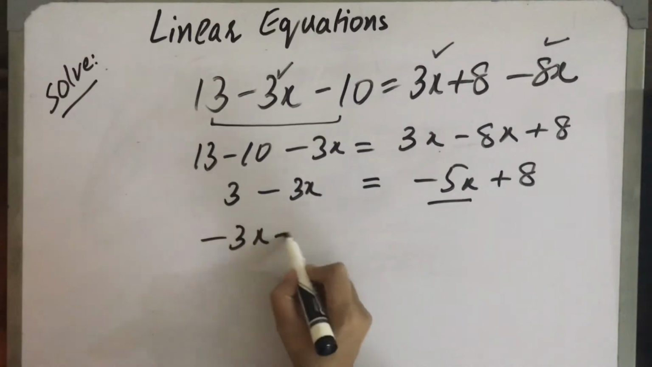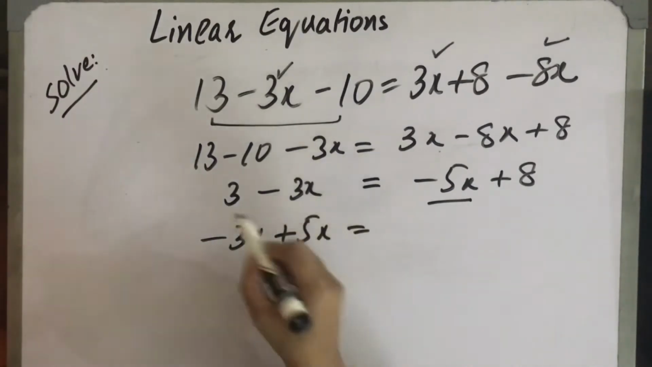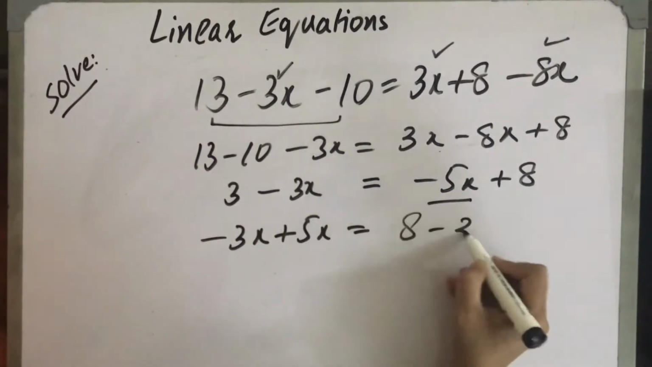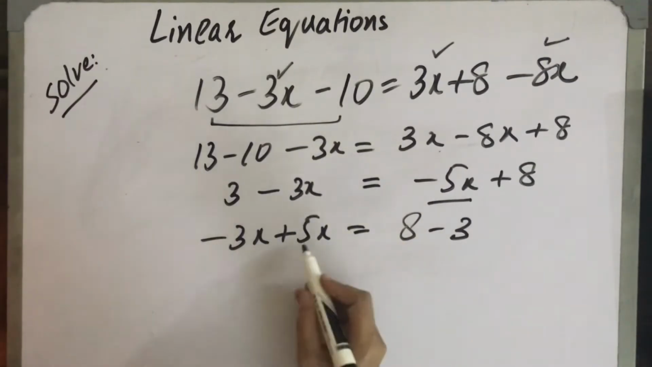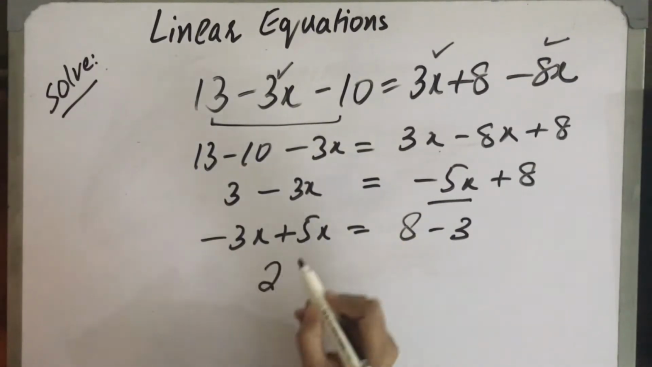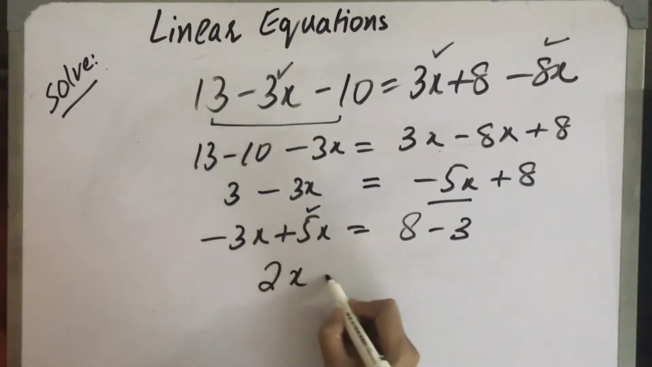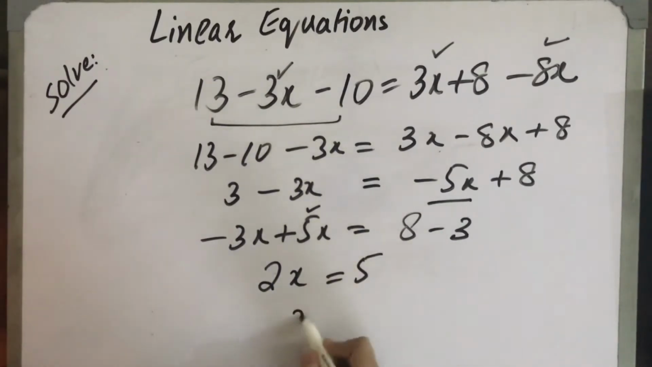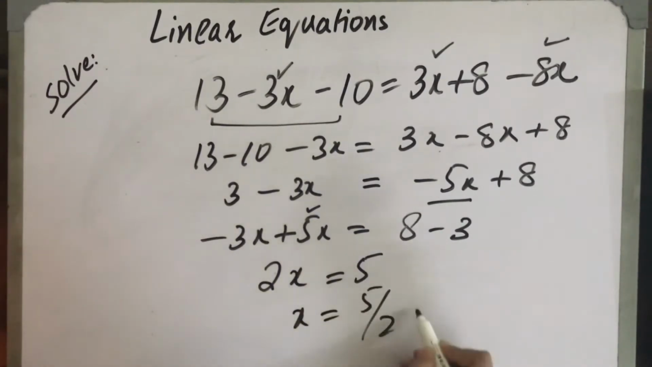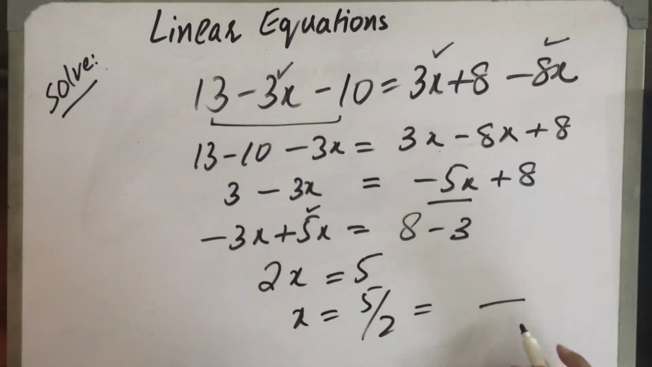Now I shall take this negative 5x to the other side. It will become positive on the other side, and when I bring this 3 to this side, it will be negative. They have opposite signs, so we have to subtract, but the sign of the bigger is positive. 2x equals 5, and my final answer will be 5 over 2, or when we take it as a mixed number, it will be 2 whole 1 by 2.